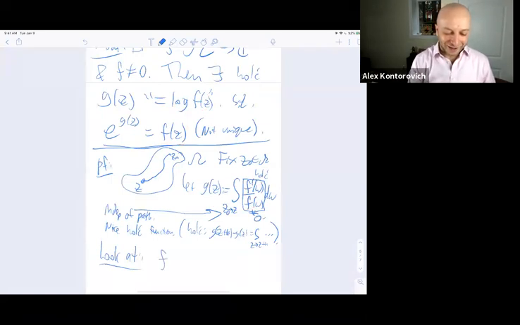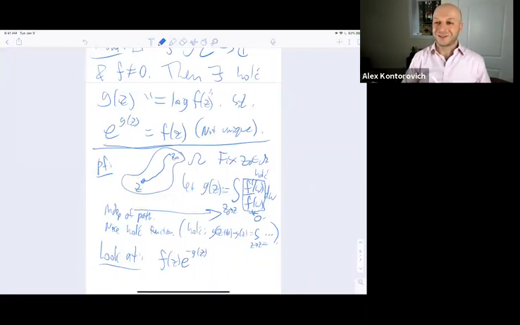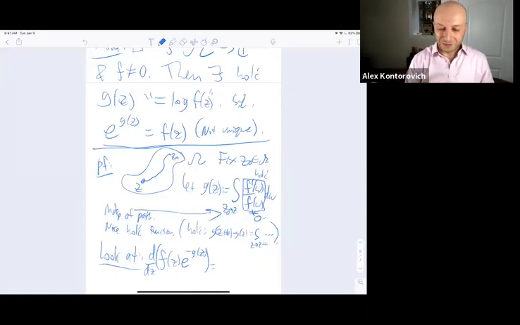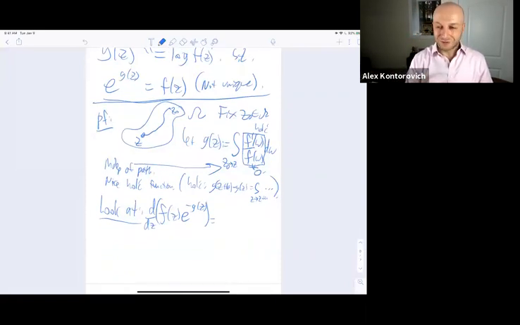Let's look at f of z times e to the minus g of z. That's exactly the same thing we did to convince ourselves of the log. So let's look at this function and its derivative. What's the derivative? Chain rule: f prime times e to the minus g plus f times e to the minus g times g prime.